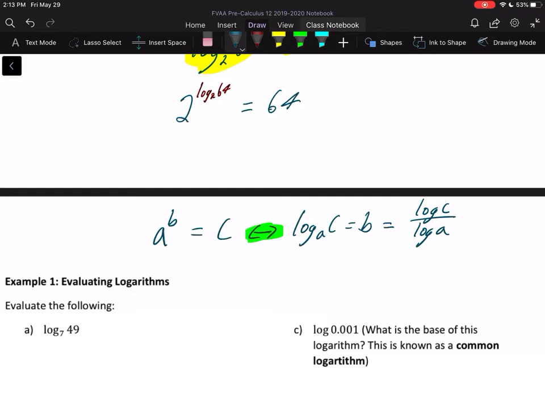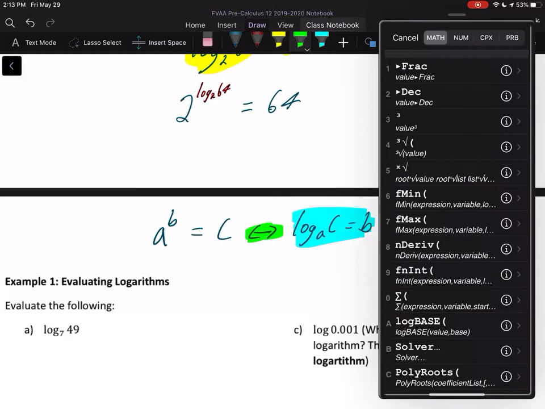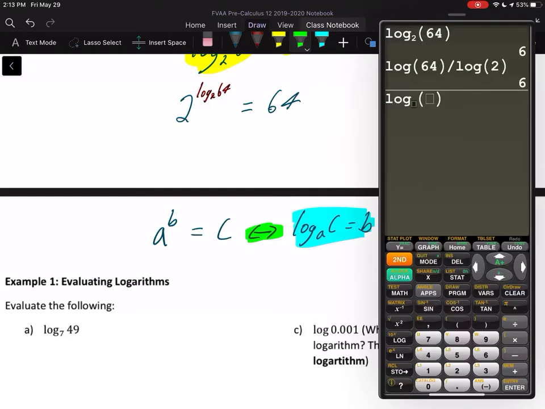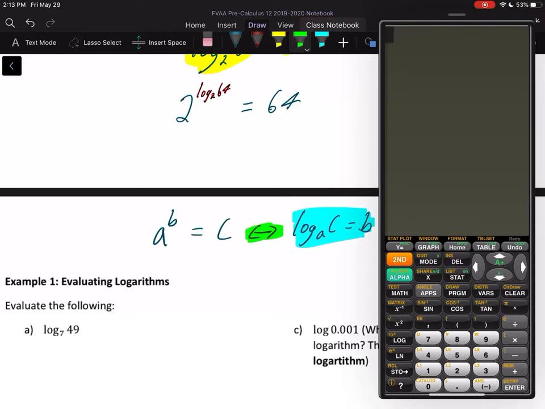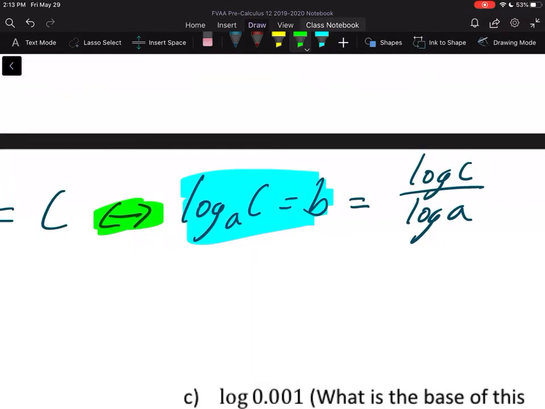So you can use this. If you have a TI-84, I suggest using the log base function. If you have a TI-83 and you can't find it, for TI-84s you just press the math button, and it's right there. For TI-83s, if you know where it is, post it in the comments. Otherwise, you can just use log c over log a, which is also equal to b.